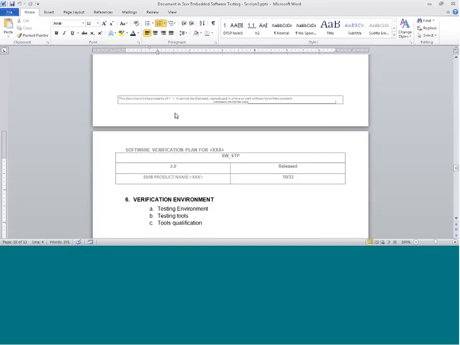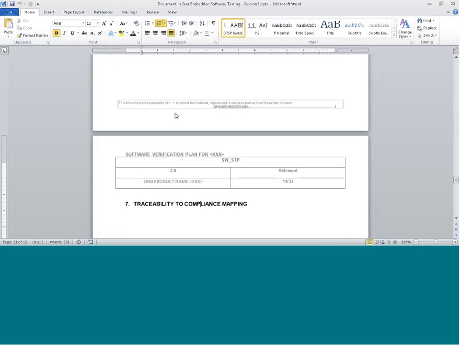Similarly, if the tools are from a third party, how are they going to be qualified, or whether the tools used are qualified tools, whether they are compliant to the standard, whether they can be acceptable by the customer, process, etc. All this will be part of the verification.